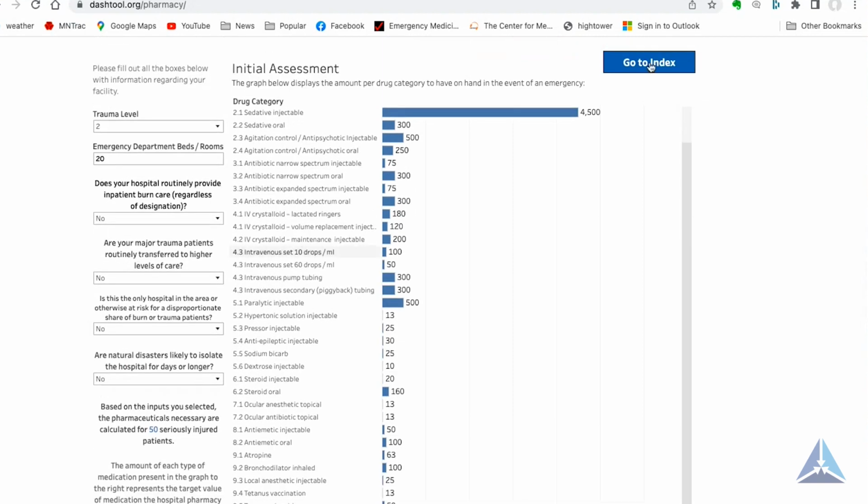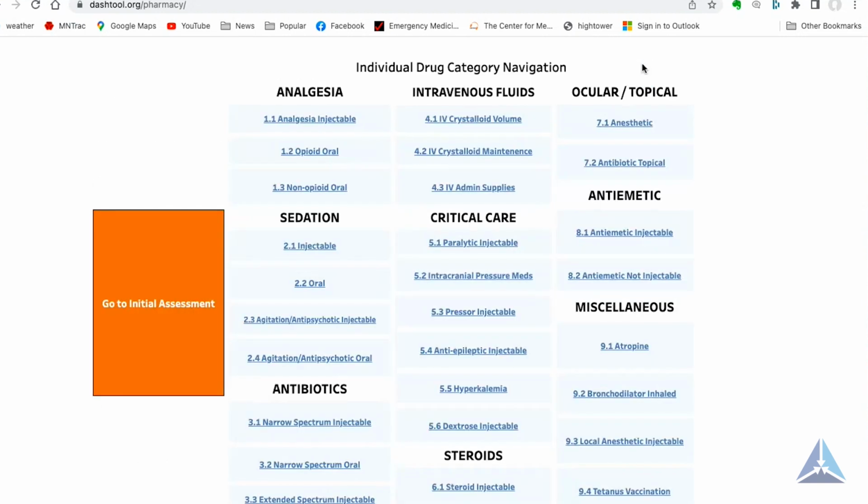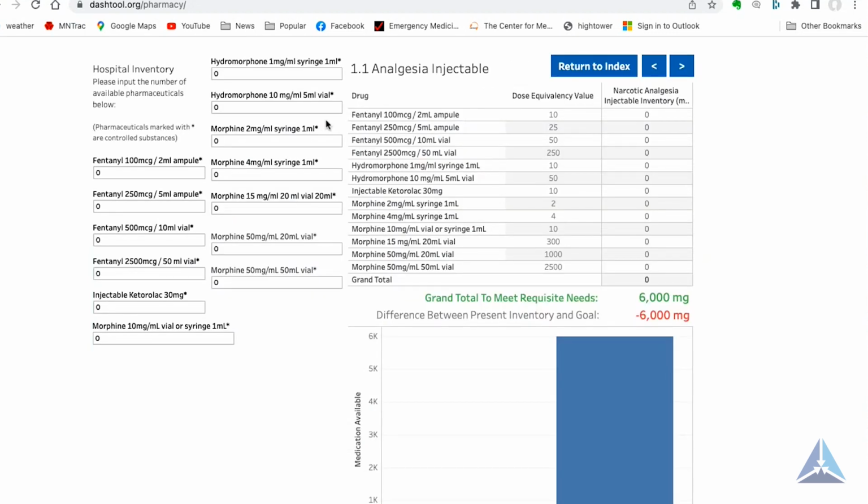So with our information set here, we're going to go to the index. And so these are the different categories of different medications. My hospital pharmacist said that in total, it took about 2 hours to do this. But you can sit down and do a couple categories and then come back the next day and do a couple more. But let's just look at injectable analgesics here.